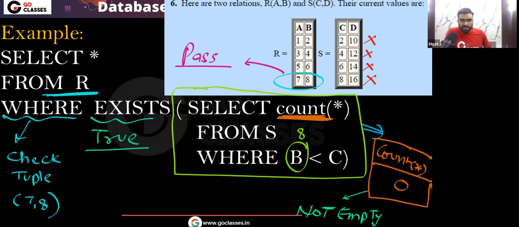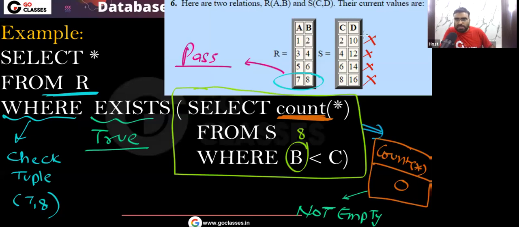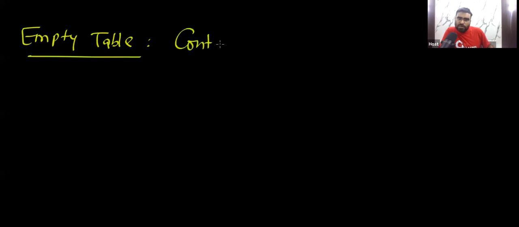Okay, please understand, some students, see, here all the tuples are failing, agree? In the table S all the tuples are failing, so some students think the output is an empty table. But remember, empty table means no tuple, containing no tuple at all.